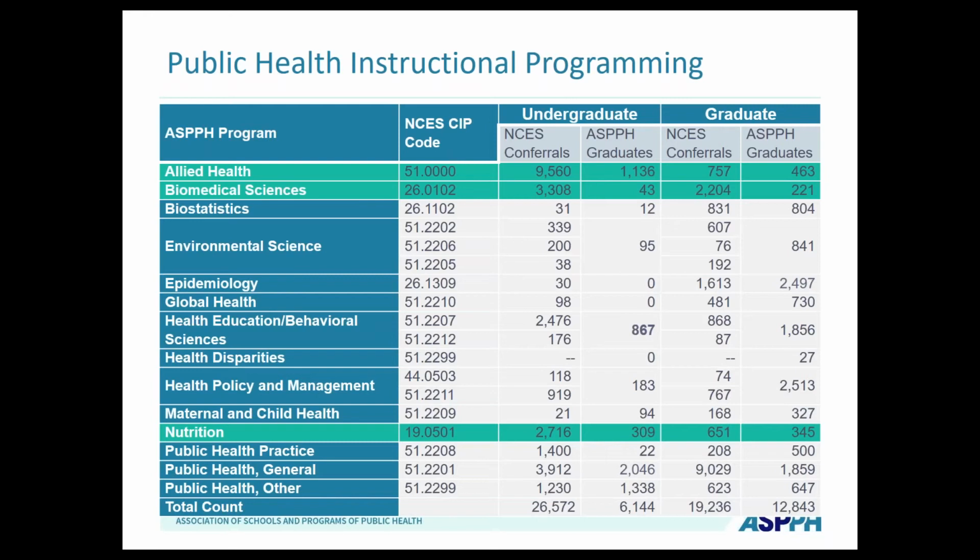You can see here the same table, however, we're showing degree conferrals, where there were 9,560 allied health degree conferrals reported to the National Center for Education Statistics in 2015, there were 1,136 degree conferrals reported to ASPPH. This difference led us to believe that not all allied health degree conferrals were public health as reported to the National Center for Education Statistics, and again, why we did not include those three areas in our study.